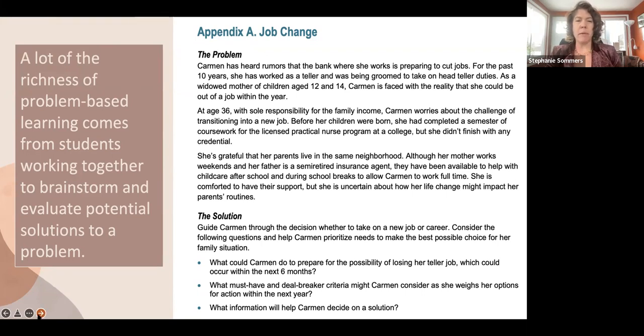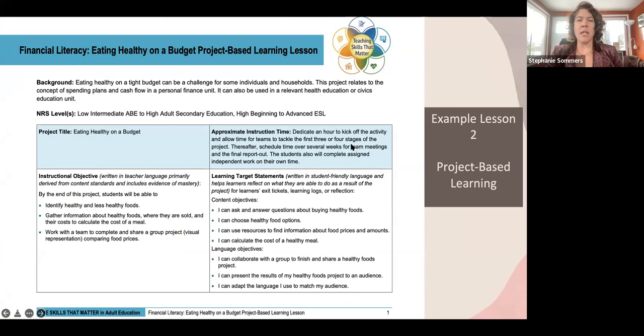So here we had our problem-based learning lesson with this scenario that students would be talking about. The next one is project-based learning. And this is the one I mentioned before the break, this healthy eating on a budget. As a coach with the TSTM project, it has been my pleasure to see different teachers try out these lessons through some observations. And I have seen both HSC teachers and low-level ELL teachers teach this lesson.